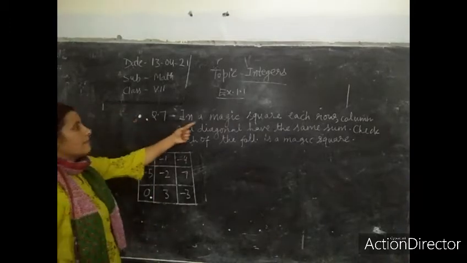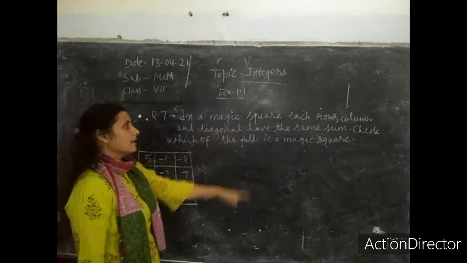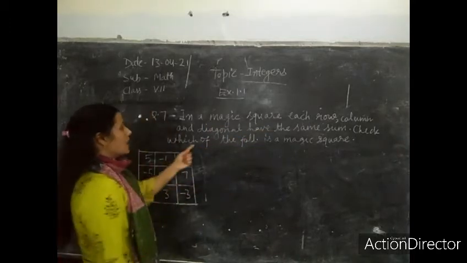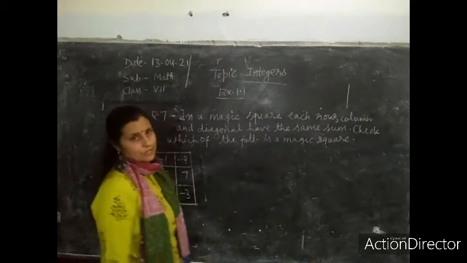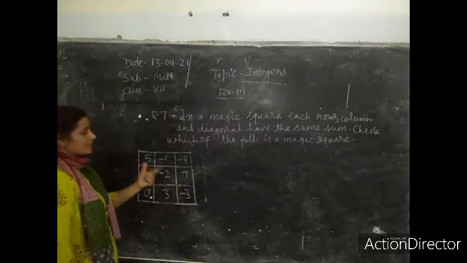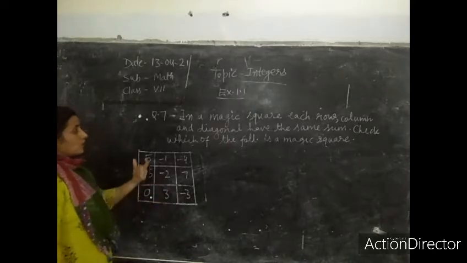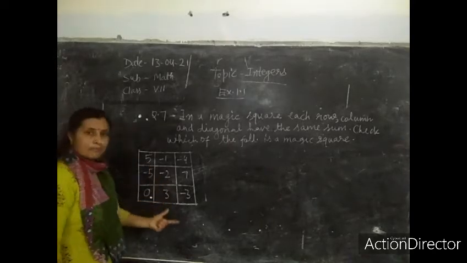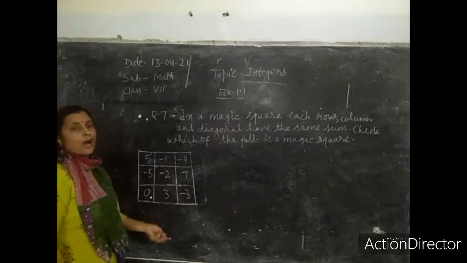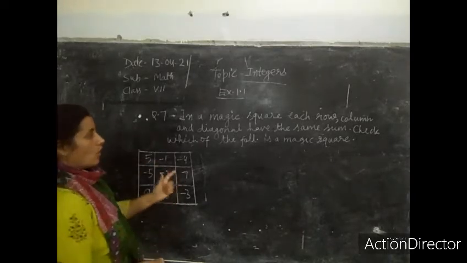The question is: in a magic square, each row, column and diagonal has the same sum. Check which of the following is a magic square. Understood? So here is given a square. You just consider it as a square. You have to check whether it is a magic square or not. Now, how do we find out whether it is a magic square or not?